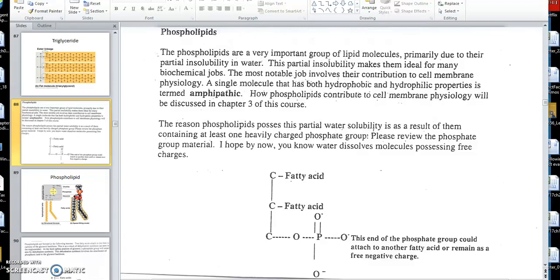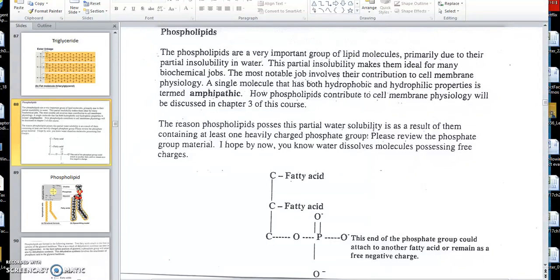Okay, now we're talking about the phospholipids. Now, remember, I'm not going to be very detailed. I want to introduce you to a lot of different biochemistry that we'll use later in ANP1 and ANP2. The phospholipids are partially soluble in water.